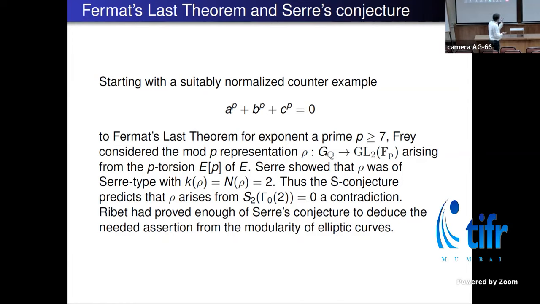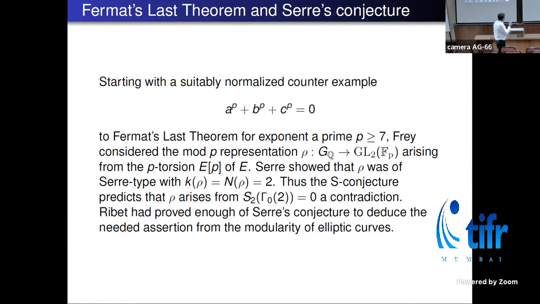And you observe that the mod p representation arising from this elliptic curve has some exceptional properties. He thought that this representation should not exist, but Serre made precise the reason why it should not exist. Serre looked at Frey's curve and the mod p representation, did a ramification analysis of it, and showed that the Serre invariants associated with this mod p representation were two, right? The weight k of rho is equal to 2, and the level is 2.